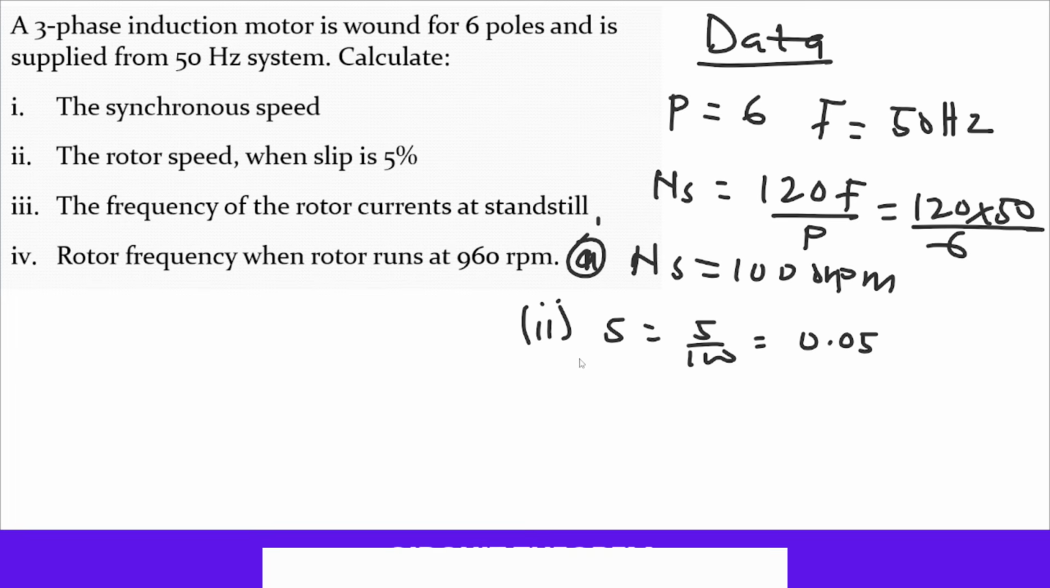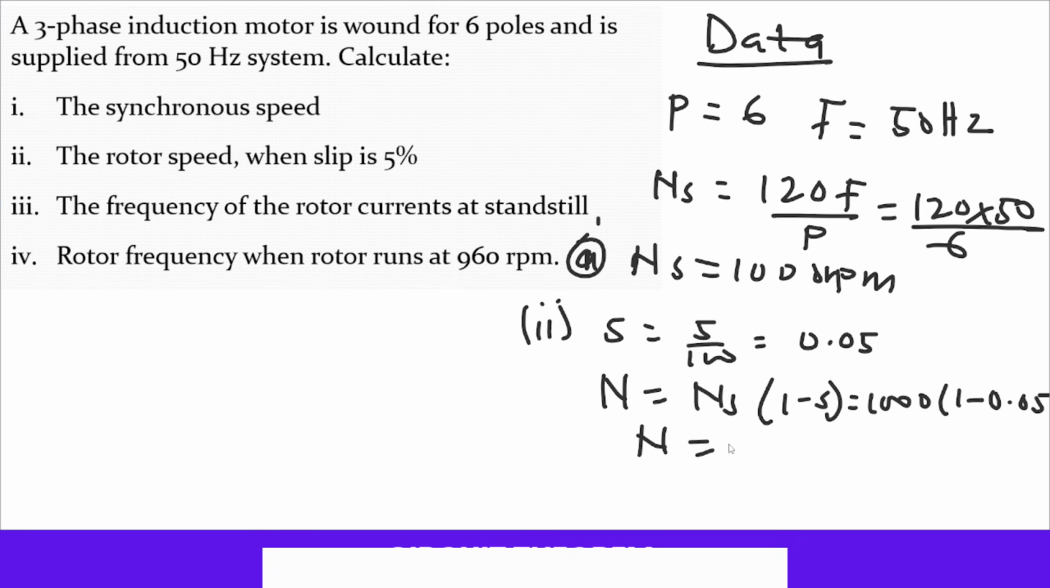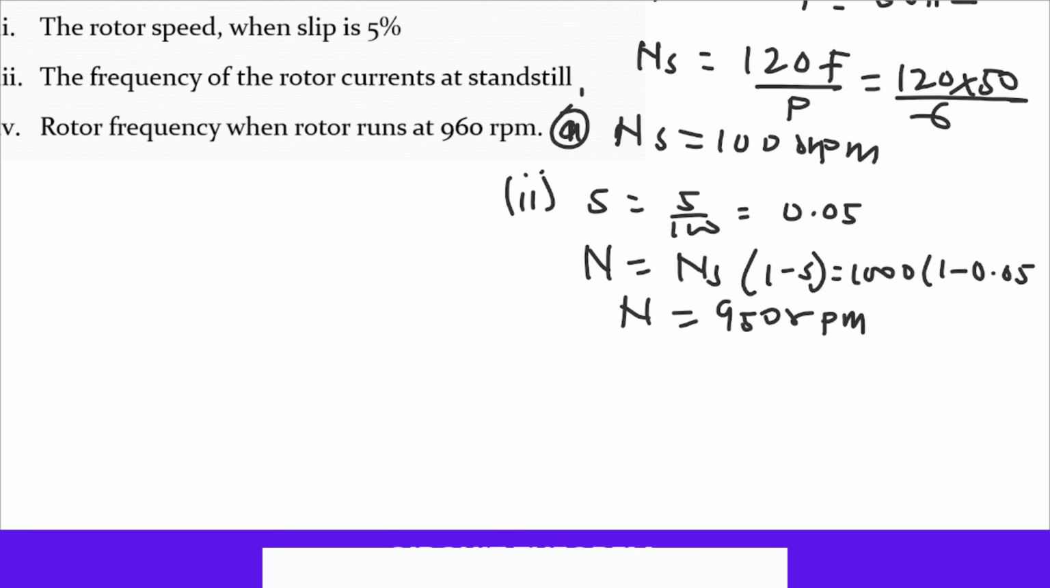Okay. So the question says we should find the rotor speed. So we can say the rotor speed is given by the synchronous speed times 1 minus the slip. That will be equal to 1000 multiplied by 1 minus the slip, which is 0.05. It means that our speed will be equal to 950 RPM. Okay, 950 RPM.